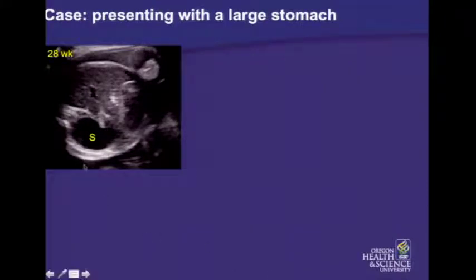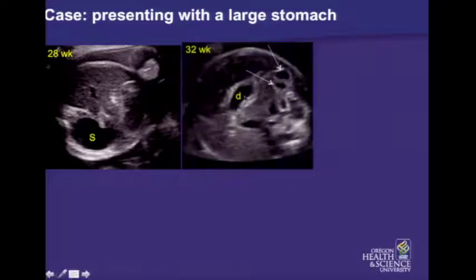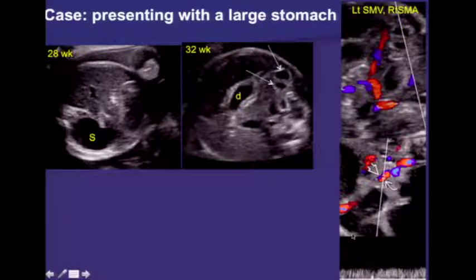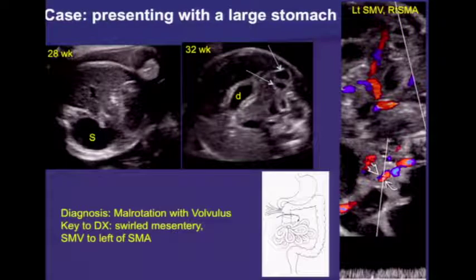Here's another case that presented initially with a large stomach. On follow-up, the duodenum was also dilated, and some proximal small bowel was seen that also was dilated. And a very astute sonographer and sonologist noticed in this case that the superior mesenteric vein was on the left and the superior mesenteric artery was on the right, and there appeared to be this twist of the vascularity. So the diagnosis was made of malrotation with volvulus in this case.